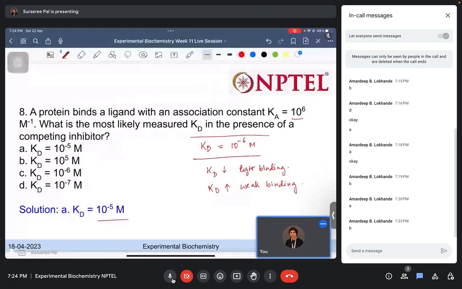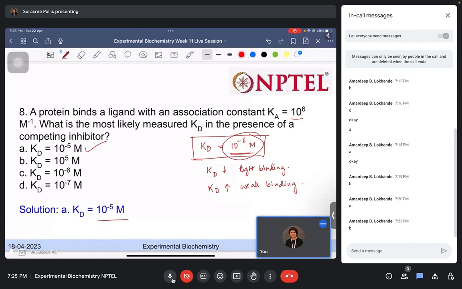Without a competing inhibitor, the Kd value will be 10 to the power minus 6 molar, right? But when there is an inhibitor present, obviously the binding will be weaker, right? So if the binding is weaker, then the Kd value will increase. And here, the only Kd value which is higher than 10 to the power minus 6 is option A.